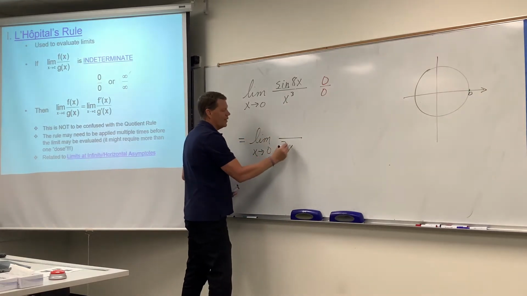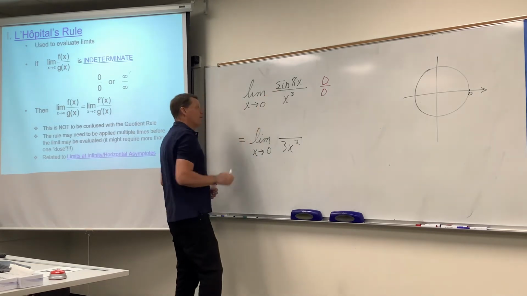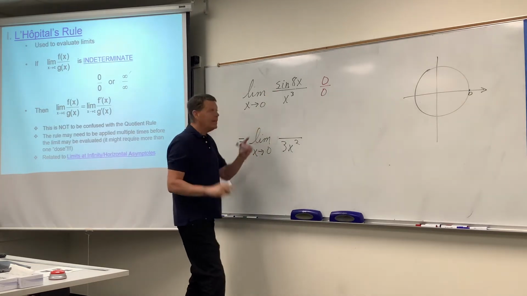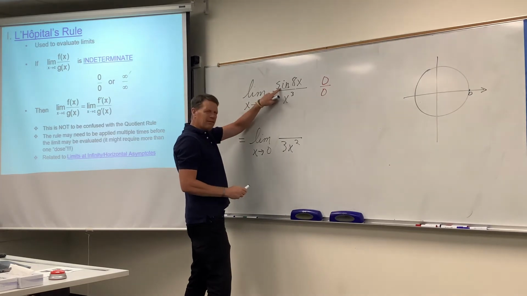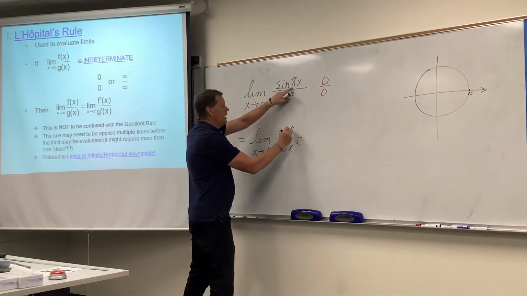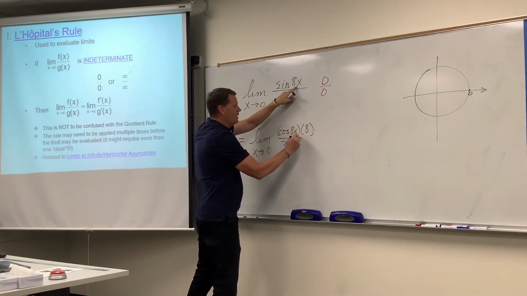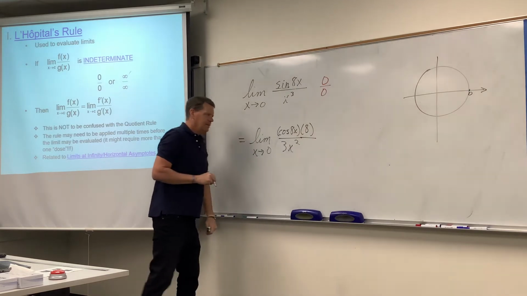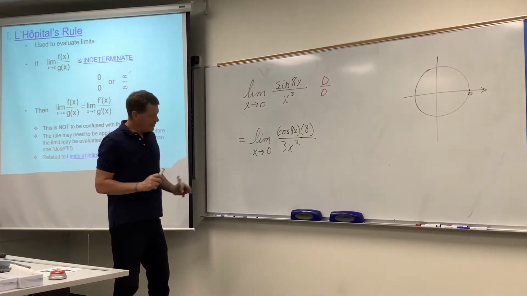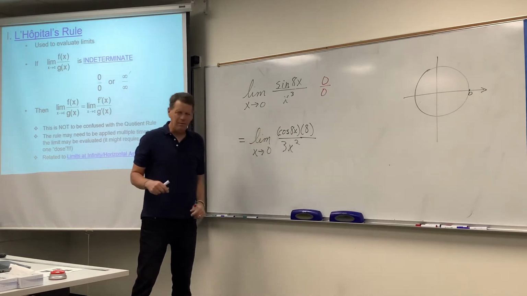So this becomes 3x squared, derivative, and then the derivative of the numerator, chain. Let's see, what's the derivative of sine? Cosine 8x. Derivative of what's inside, 8. Okay, so that's our new expression. We can put the 8 in front, however you want to do it.